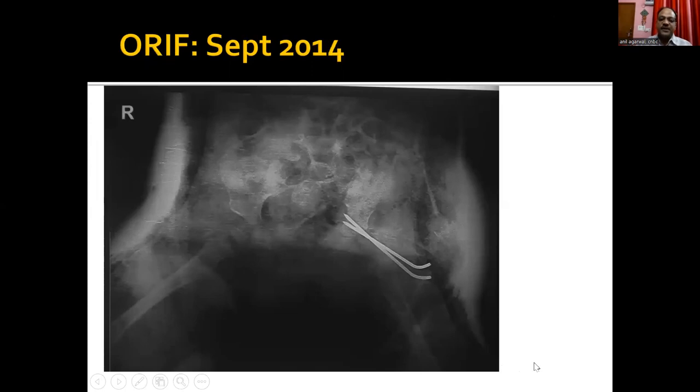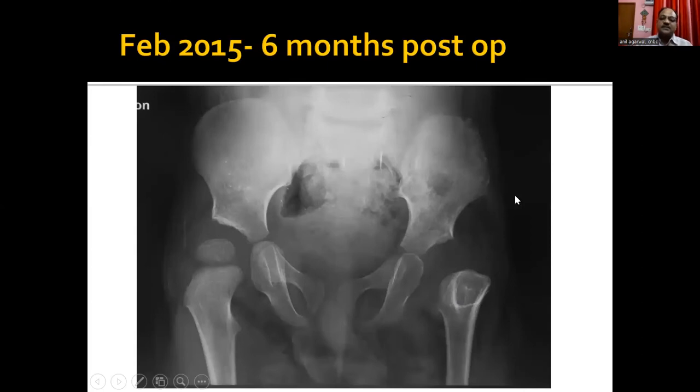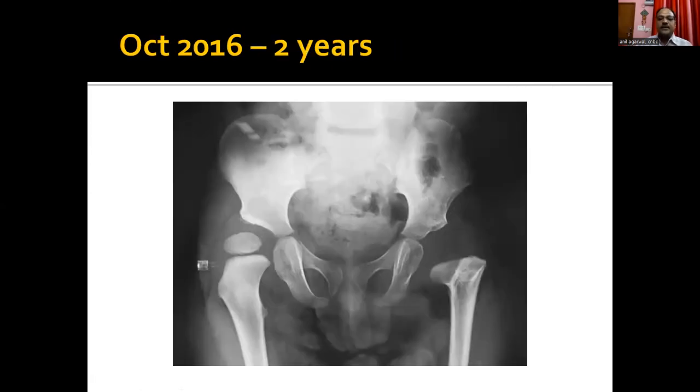So what we did was we tried an open reduction in this case, but there was a gross mismatch between the femoral head and the acetabular cavity. So we had to put K-wires initially to stabilize it, and a spica was supplemented thereafter. This is 6 months post-operative. You can appreciate the acetabulum has started forming. This is 2 years follow-up. One thing you might have missed while appreciating the left side is that the right side has now started dislocating.